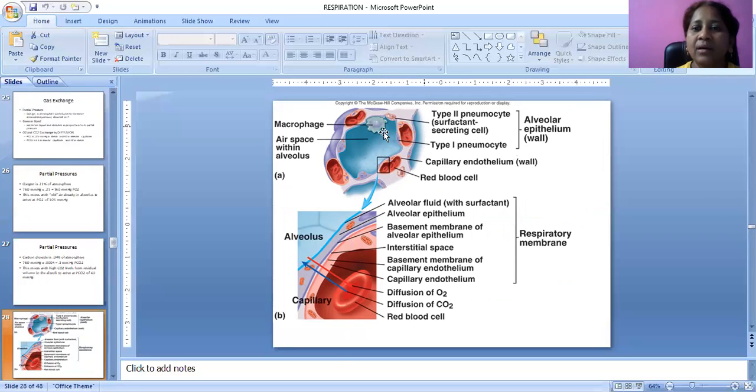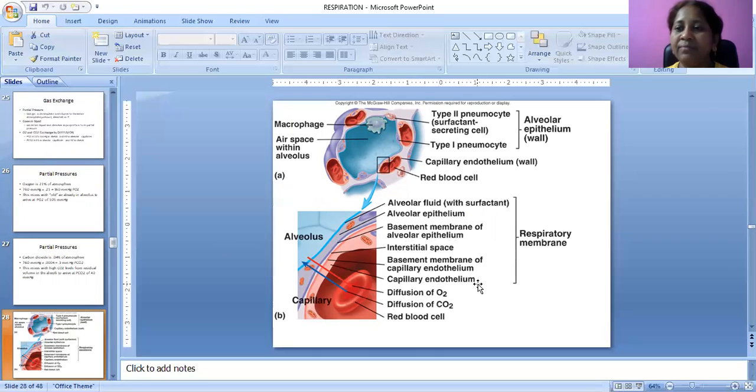This is the alveolar epithelium wall, and this is the respiratory membrane: alveolar fluid, alveolar epithelium, basement membrane of alveolar epithelium, basement membrane of capillary endothelium. Diffusion of carbon dioxide is blue in color, this one, and diffusion of oxygen is red in color. This is RBCs.